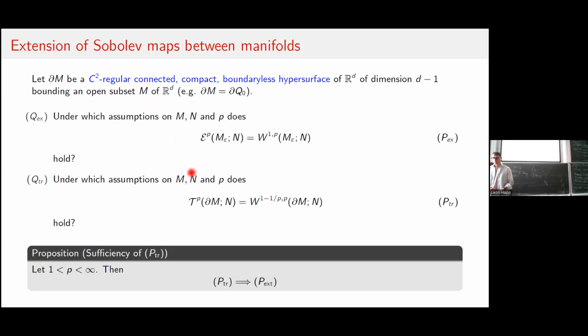On the other hand, this property P_trace, or P_TR, just means that every function from really only the boundary, not the annulus, but the boundary, can be extended to the inside. So this left space here is the trace space, and the right is just the fractional Sobolev space. And if you take away this target manifold constraint, you know that those spaces coincide, right? But that's not necessarily the case if you take a target manifold constraint.